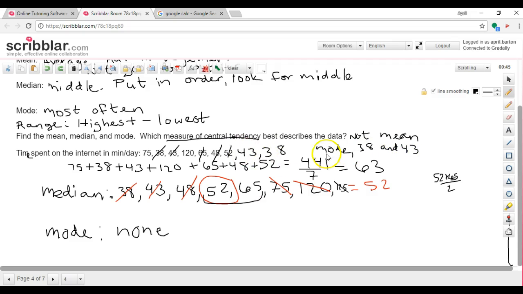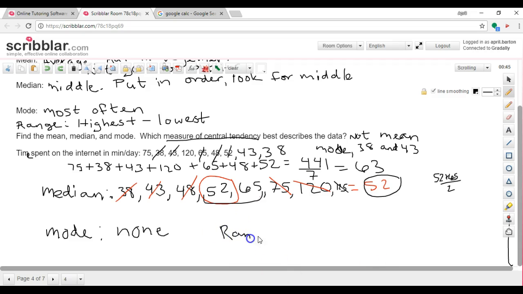So mode is rarely the best way to describe data. For this one, the best way to describe the data is the median, the middle number. So any additional questions on mean, median, or mode? Oh, I guess I did talk about range.